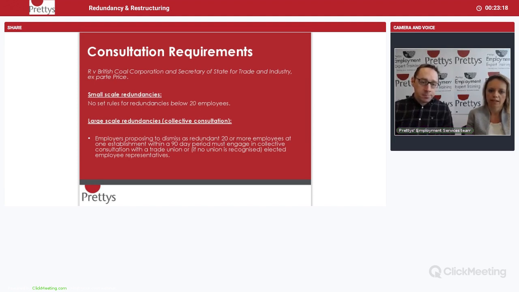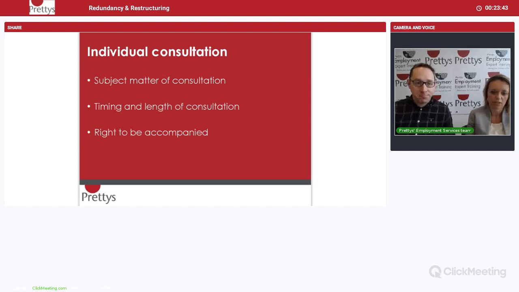It can do. And I think the point to also note is that if you think you've got quite a number of redundancies coming up, but you want to stagger them into chunks, remember it's within a 90-day period, because it can be quite easy to get caught out, especially when you think about the wide definition of redundancy as well. That's right. Yeah. And there are some different periods that apply depending upon precisely how many employees you're looking at dismissing during those periods. Good. Then we will go on to individual consultation.